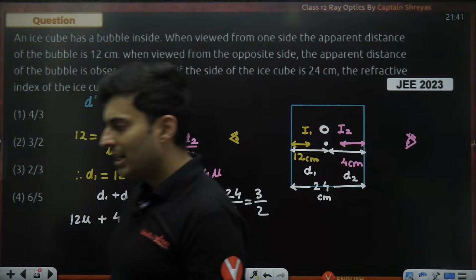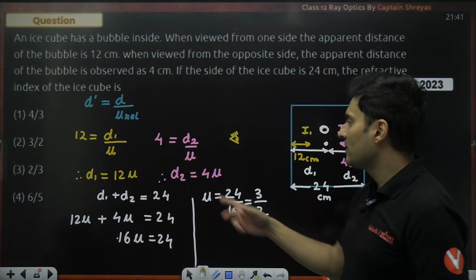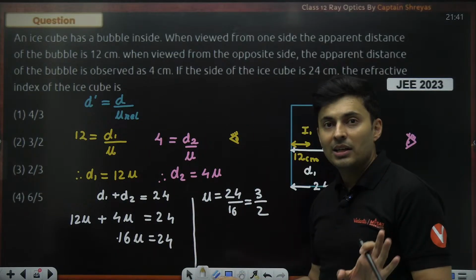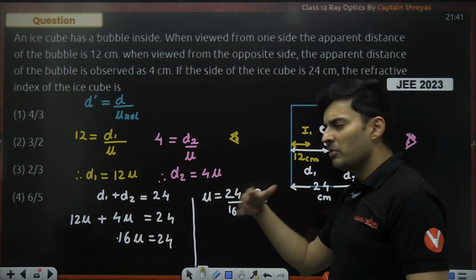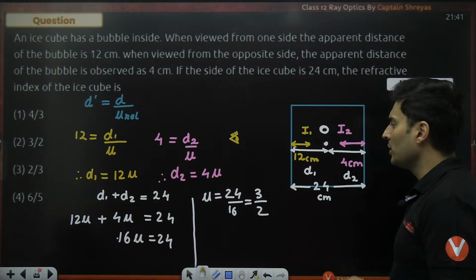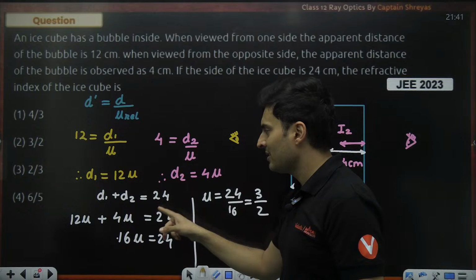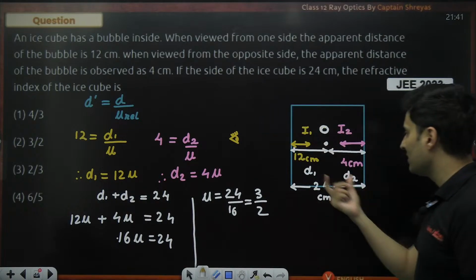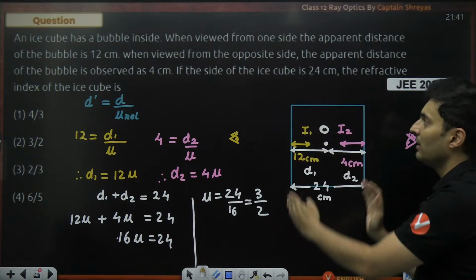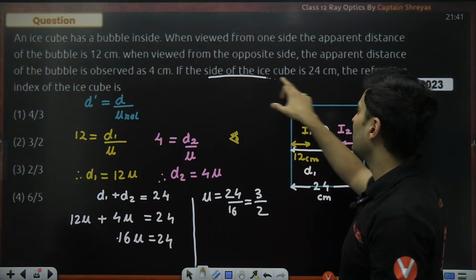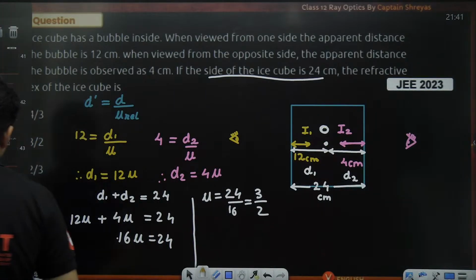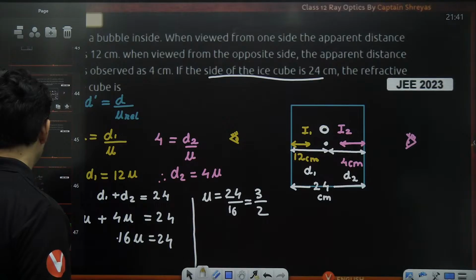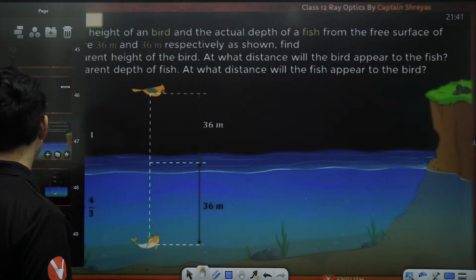Yeah, very nice question. Many people think, sir, I don't know D1, D2, how do I solve? Hold on, have some patience. As you solve the problem, you'll get to know what other equation you can use. So the critical equation was this: if you add the real depths together, you will get the total side length of the cube. Is that clear? Very good. Perfecto. Let's look at another question coming up on your screen.